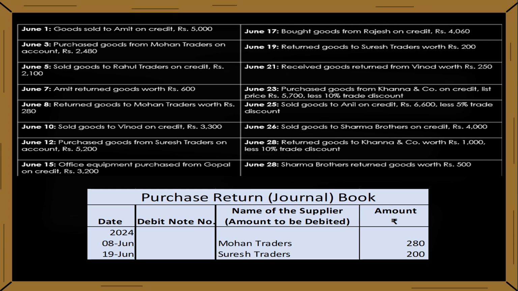June 19th, returned goods to Suresh Traders worth rupees 200. So we have bought goods from Suresh Traders on June 12th. Now we are going to return part of the goods. We are going to write it in the purchase return journal book. June 19th. Name of the supplier is Suresh Traders and the amount is rupees 200.